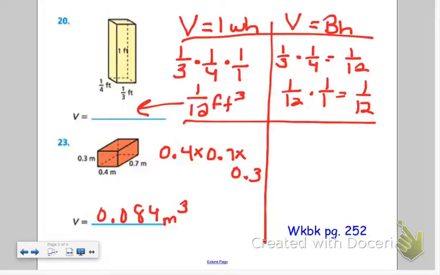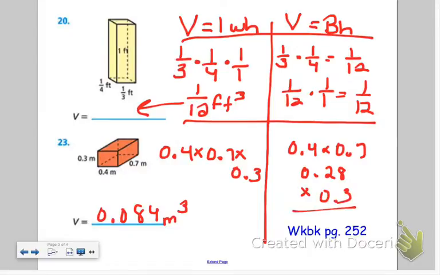Or of course you can use the other formula if you choose. For the area of the base, you'd do length times width, so 0.4 times 0.7, and that's going to give you 0.28 for the area of the base. Then you can multiply that by your height, which is 0.3, or 3/10, and once again you're going to end up with 0.084, or 84 thousandths.